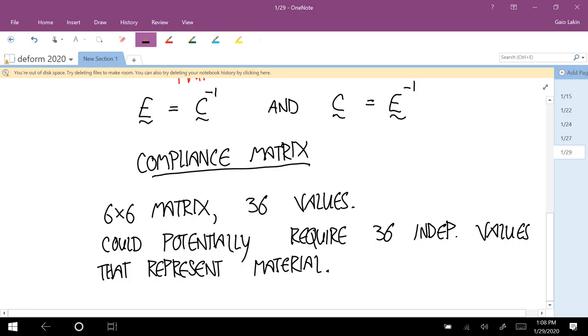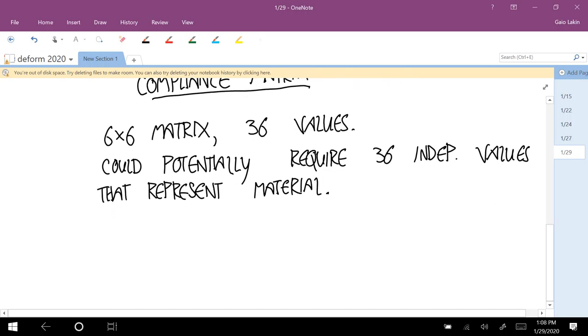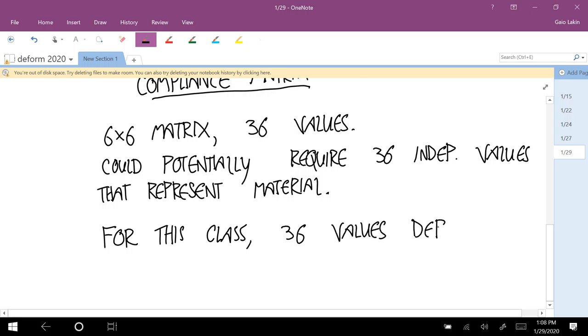And depending on what those values are, there could be different tests for all of them, but it's hard to imagine coming up with an easy way if your material is defined by these 36 values. It's hard to imagine all of those being easy things to measure. And so there's the chance here for this to be a very difficult thing to measure for a material. For our materials in this class, the 36 values depend on only two independent parameters.